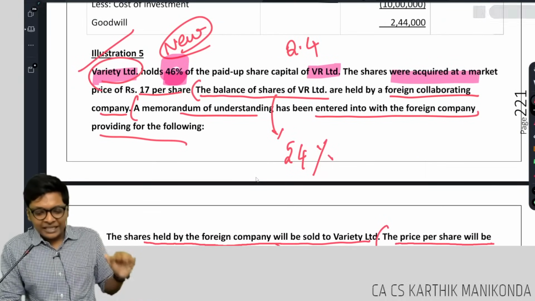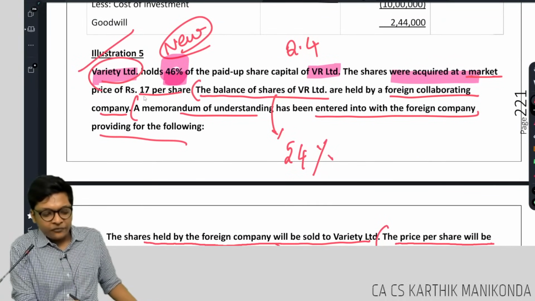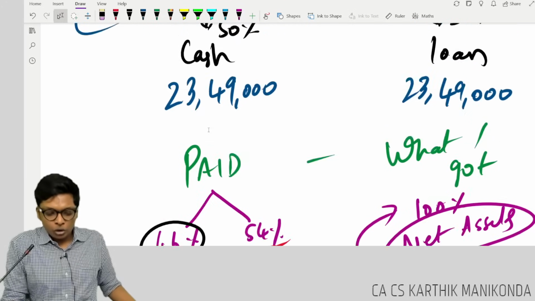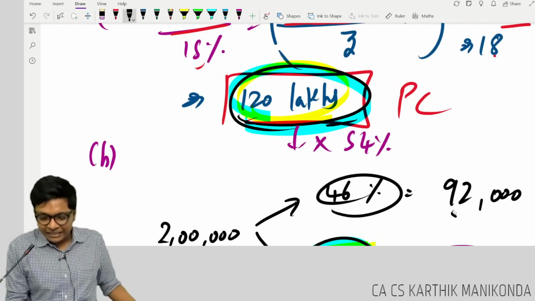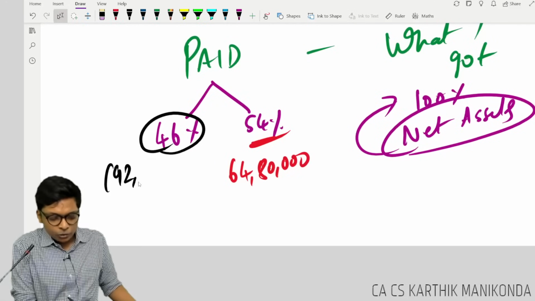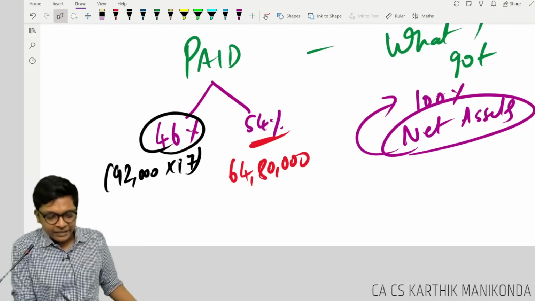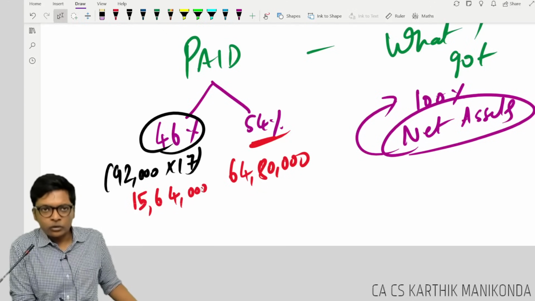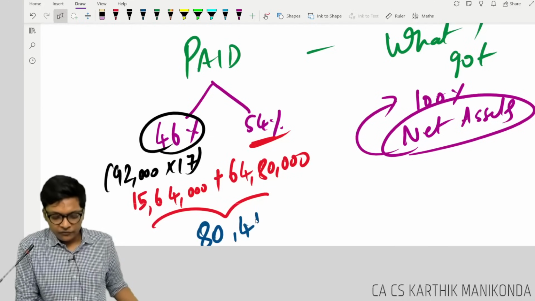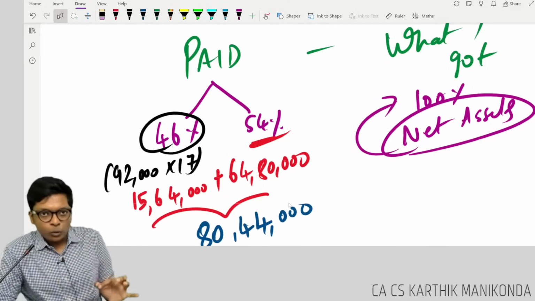Look at the first line. Was acquired at a market price of 17 per share. Correct? So, how much you purchased for 46%? 92,000 shares. So, what you paid is 92,000 shares into 17. How much? 15 lakh 64. Correct? Now add both. How much you will get? 80 lakh 44. This is what I paid.